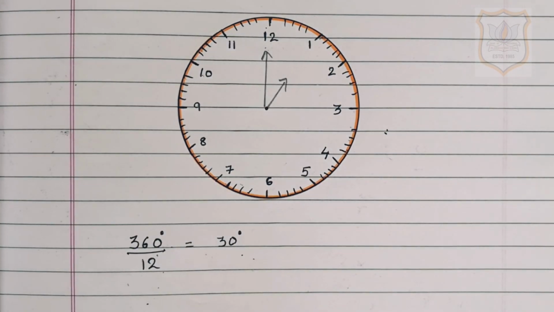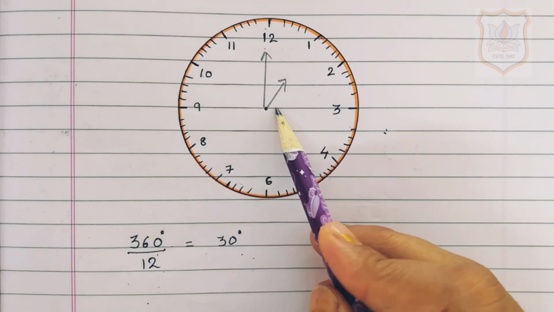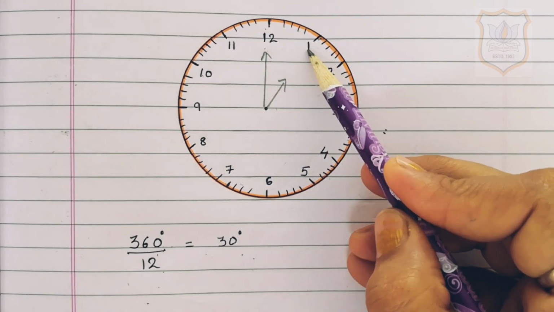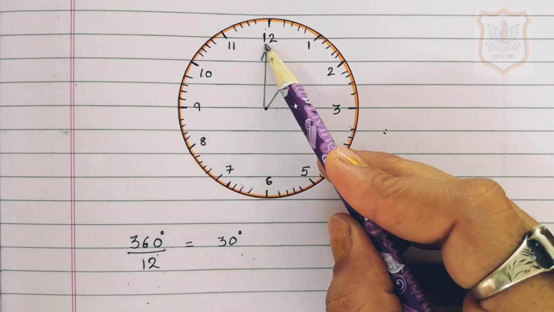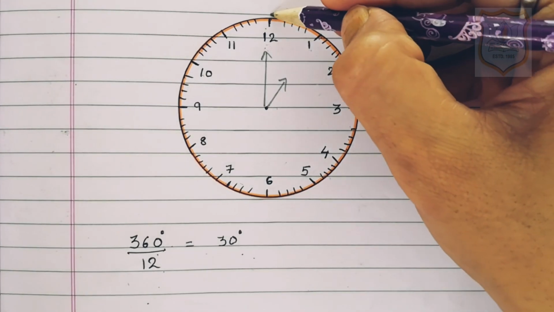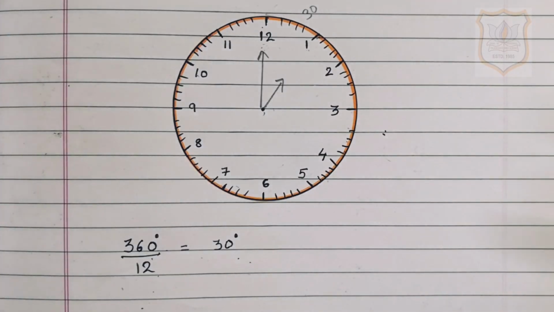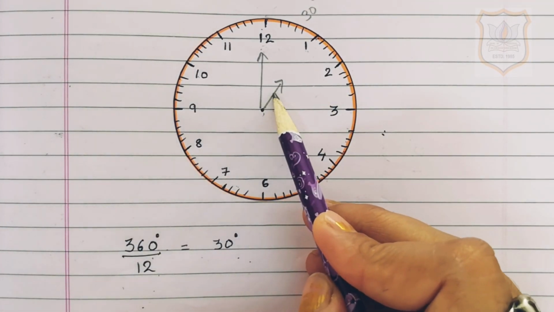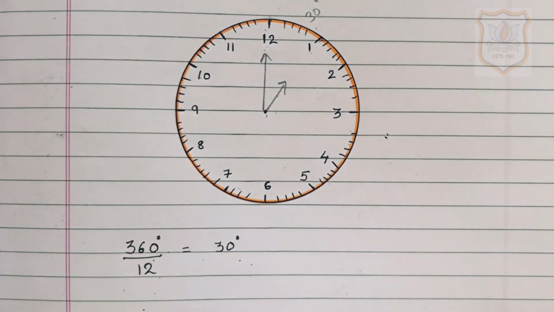Suppose for an example, here you can see the two hands of the clock. The minute hand is at 12 and the hour hand is at 1. So here you can see the one hand of the clock moves from 12 to 1. So this much rotation is 30 degree. So the type of angle formed between these two hands of the clock is less than right angle, as the measure of this angle is 30 degree.